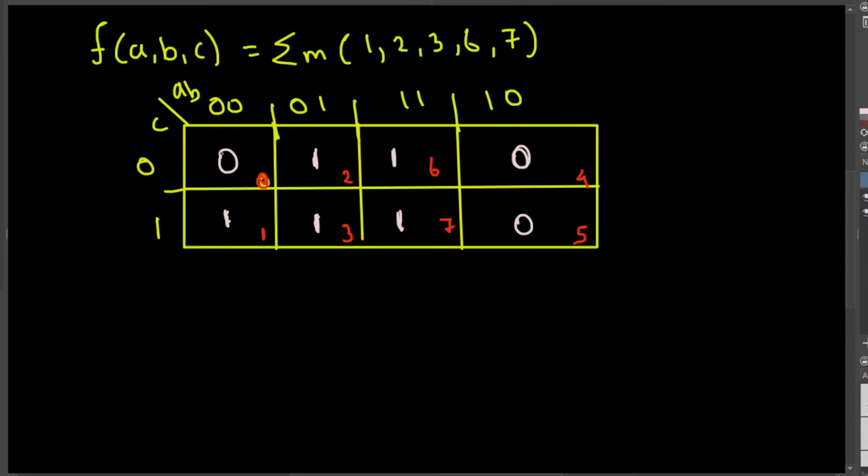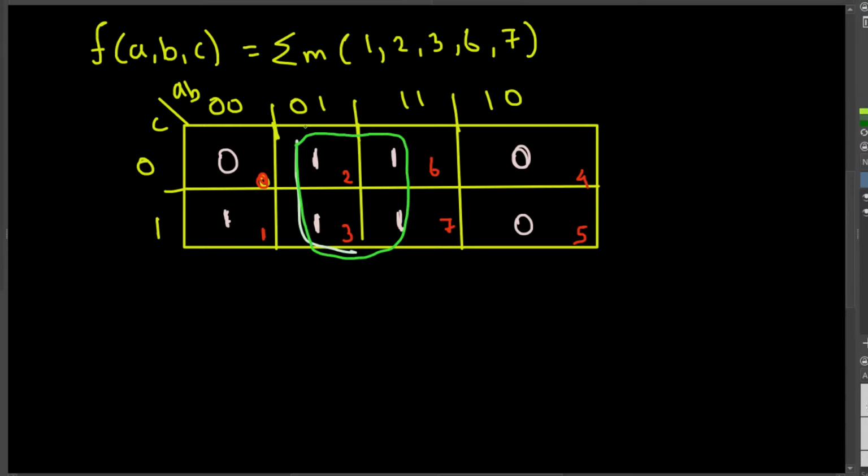Okay, now what we can do is see whether we can group by powers of 2. We can group by 8, or by 4, or by 2, or by 1. 8 is better than 4, 4 is better than 2, 2 is better than 1. So here the maximum possibility we can have is 4. So I'm going to group them by 4 here first.